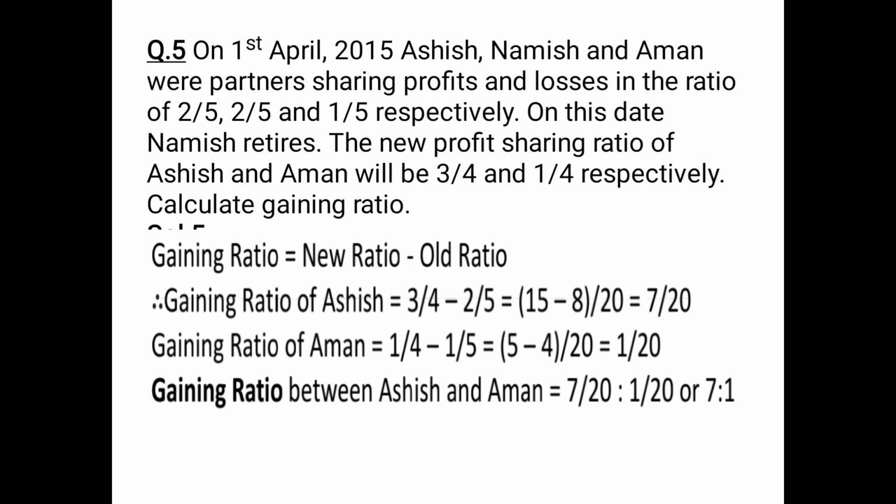Then gaining ratio of Aman, again the formula, his new ratio, that is 1 by 4 minus his old ratio, that is 1 by 5. So we will take the LCM of 4 and 5, we will get 20. After adjusting the LCM into the numerator, as we used to do beforehand, we get 5 minus 4 upon 20, that is 1 upon 20. So the gaining ratio between Ashish and Aman will be 7:1. So I hope the different cases of new PSR and gaining ratio is clear to you children.